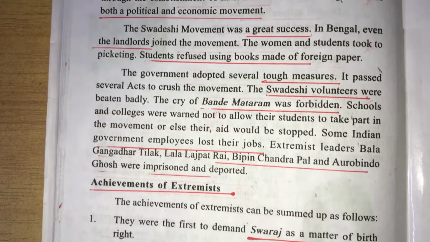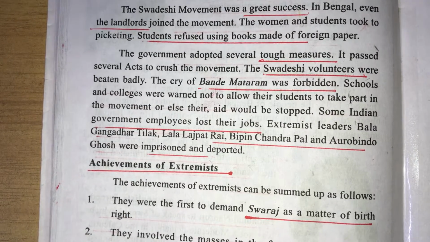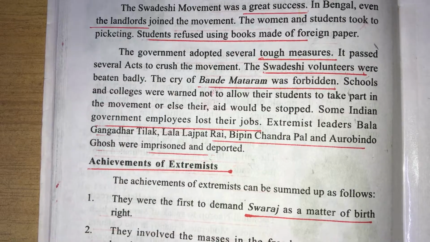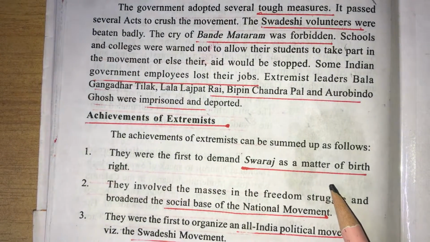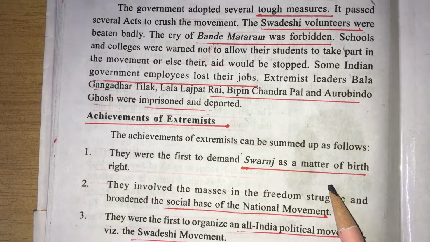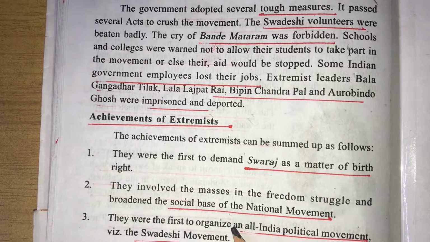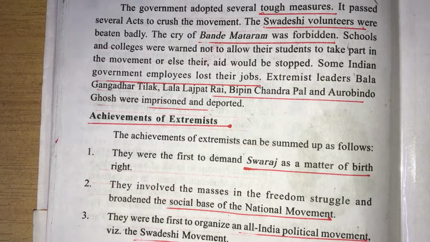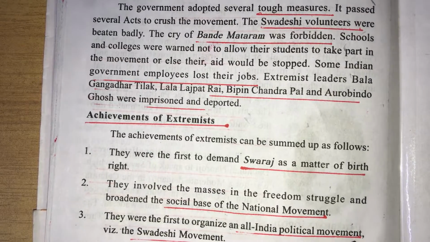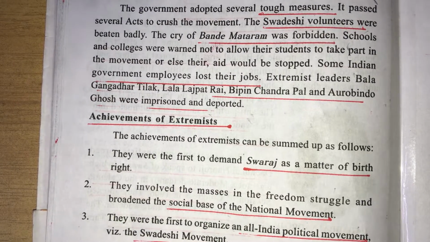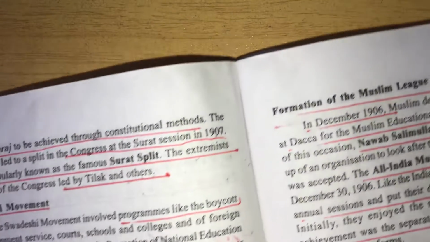Achievements of the extremists: after the Swadeshi movement, what were all the achievements of the extremists? They were the first to demand Swaraj as a matter of birthright. They involved the masses in the freedom struggle and broadened the social base of the national movement. They were also the first to organize an all-India political movement, that is, the Swadeshi movement.